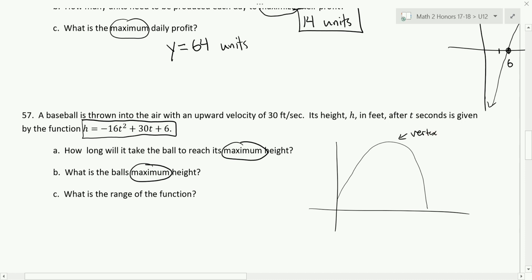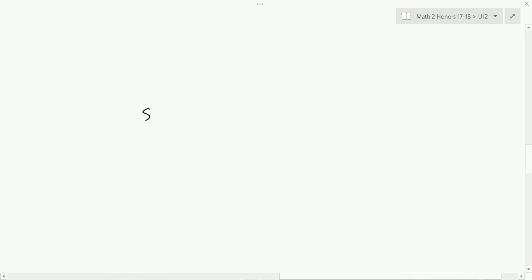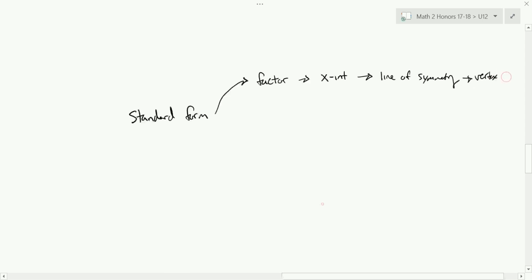Now, if you have standard form, there's options for getting a vertex. And let me just state them here. So if you have standard form, what's one way to get a vertex from standard form? There's different routes you can take. Just what's one route you've done in the past? Factor. So we could factor and then find x-intercepts. And then from the x-intercepts, you find the line of symmetry. And then you get the vertex. That's one route you can take to the vertex, right?